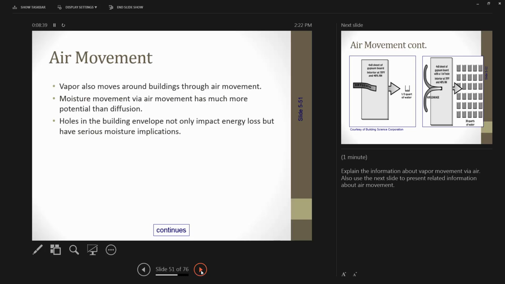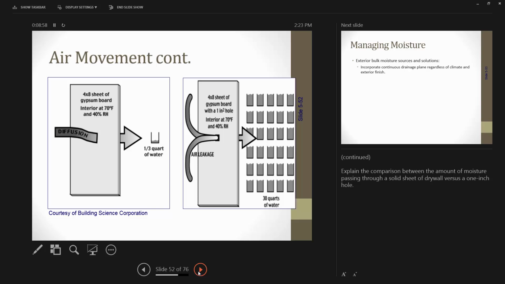The biggest part of that is with that air, you're also moving moisture vapor. It's not just air going into the walls. So holes in the building envelope don't just impact your energy efficiency, they impact how much moisture drive goes into the wall. So here's just an example of air movement and how little tiny cracks can make a significant difference.